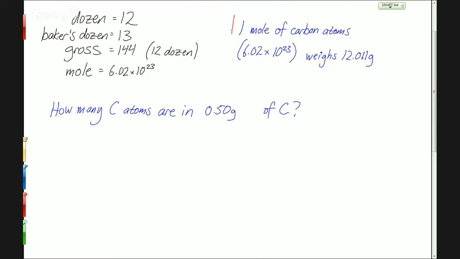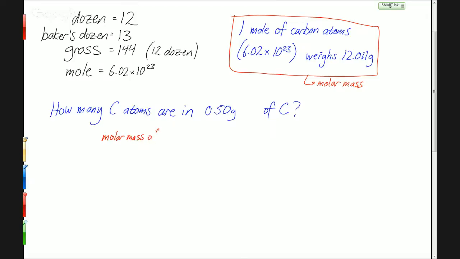This quantity here, this idea, is called the molar mass. And so the molar mass of carbon, also known as the atomic mass or the molecular weight, tells us how much mass is in a mole of a given substance. And we look that up on the periodic table in those red numbers underneath there. So the molar mass of carbon is 12.011 grams per 1 mole.